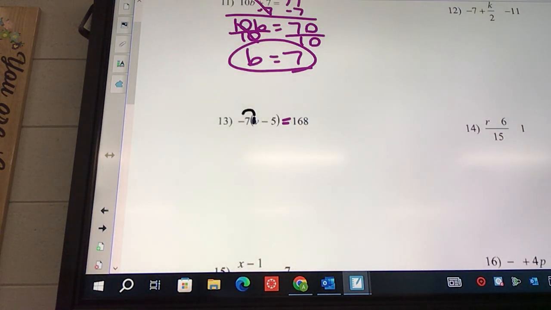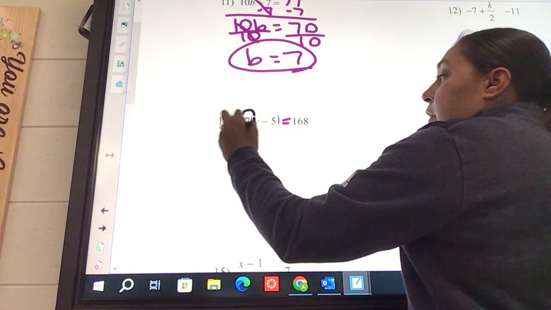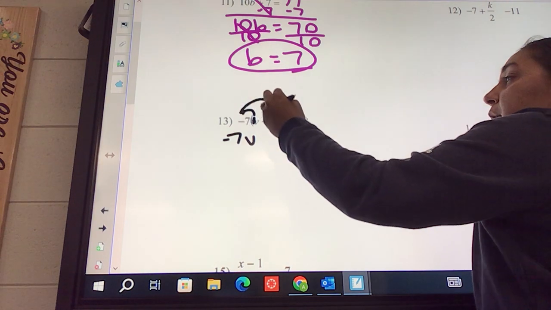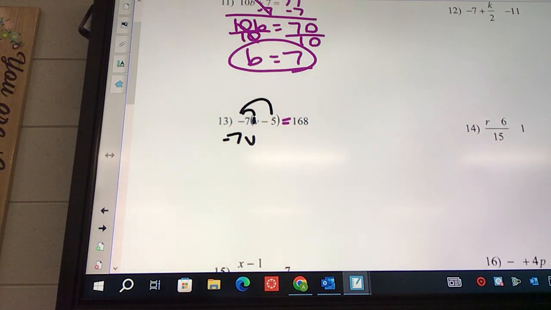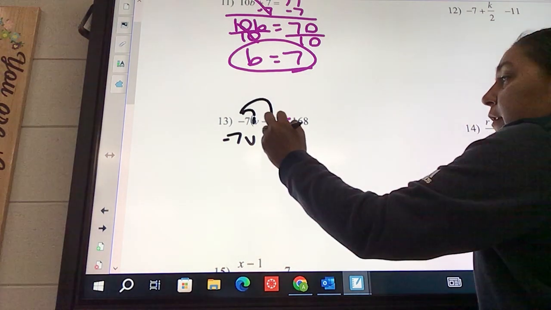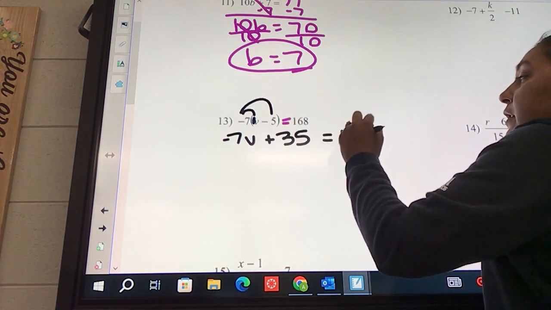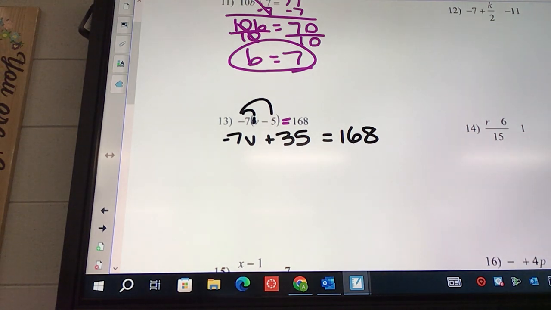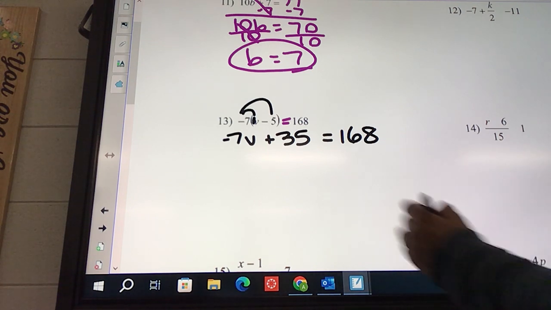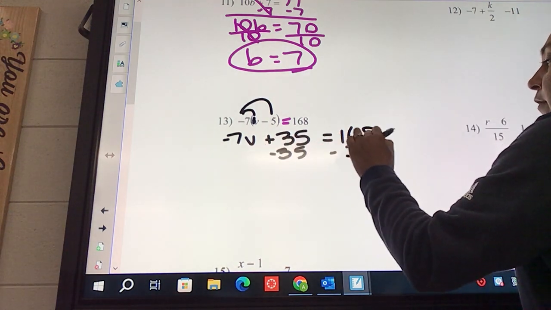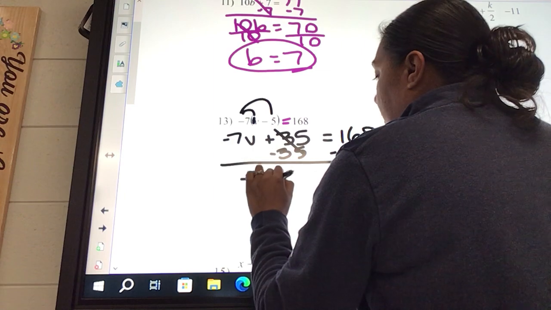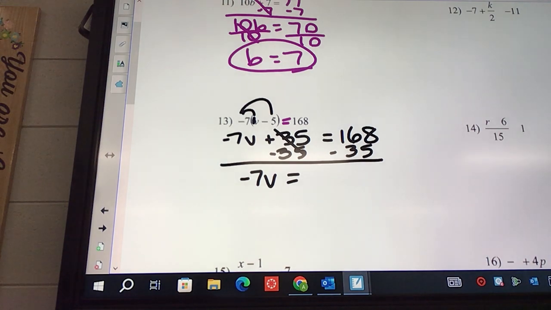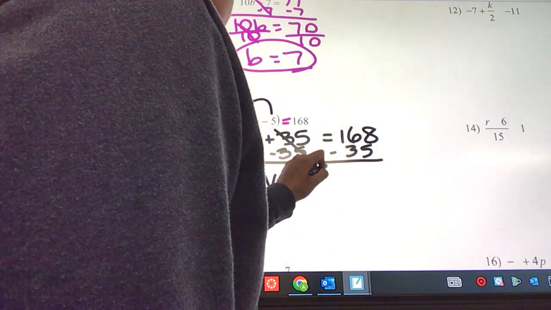What is negative 7 times 1? Negative 7 b. Negative 7 times negative 5, okay, it's going to be positive 35 equals 168. Okay, then what needs moved? The 35. I got negative 7b equals something. What is it? 132? 133? Okay.